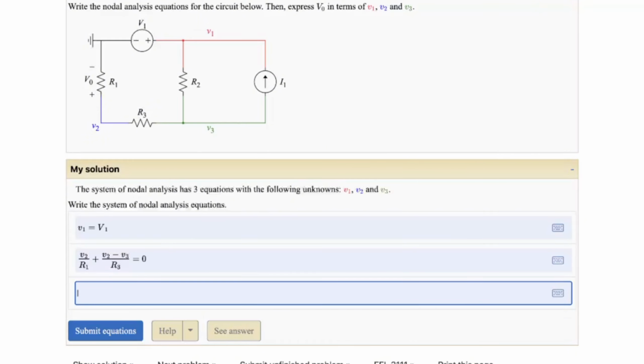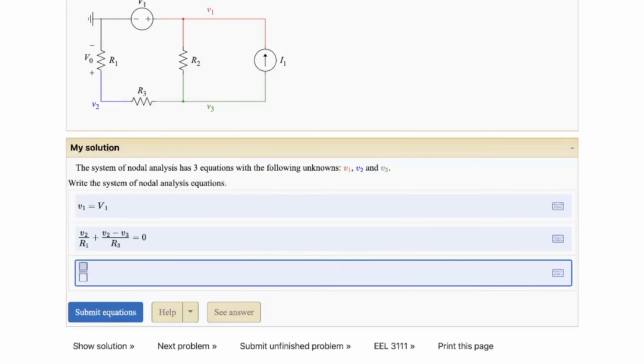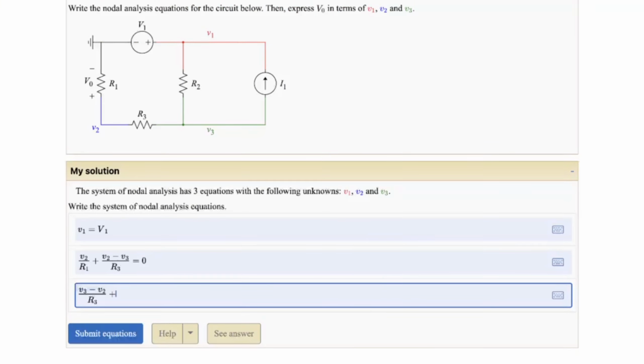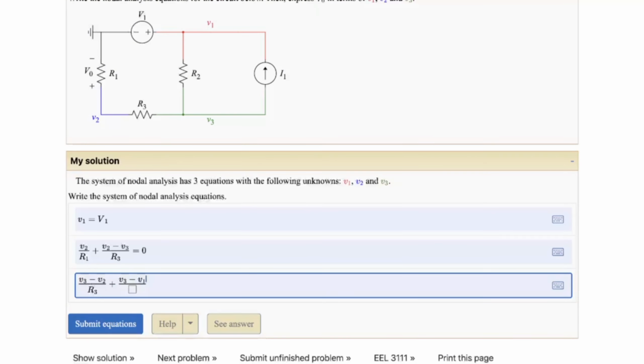Next, let's look at V3. Let's find the current going from V3 to V2 over R3. So Ohm's law again, we get V3 minus V2 over R3. Next, let's go over the other resistor, current from V3 to V1 over R2. We're going to get V3 minus V1 over R2. And lastly, we have a current source going from V3 to V1. The current source is going out of the node, so that's going to be positive. So we're going to add I1, and set all that equal to 0.